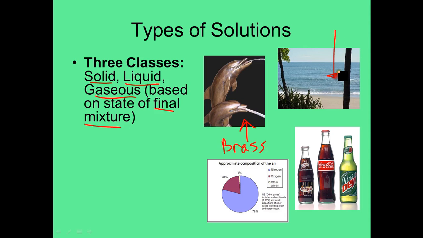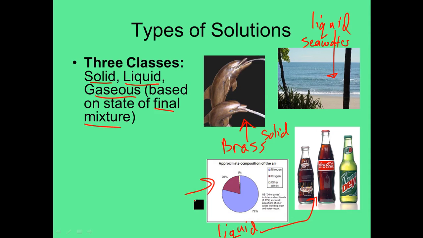The water in the ocean, that would be a liquid solution. So this is liquid. Brass, that is solid. Liquid is like seawater. And then if you look at this one down here, that's a liquid as well, since we can drink it. And then the air is therefore the gas solution.